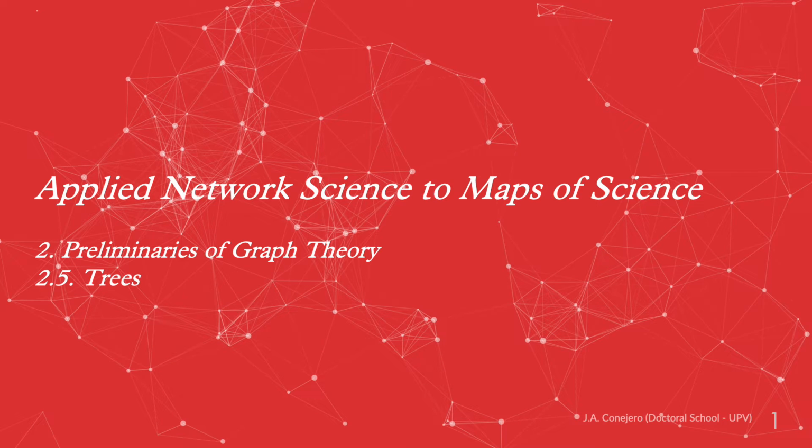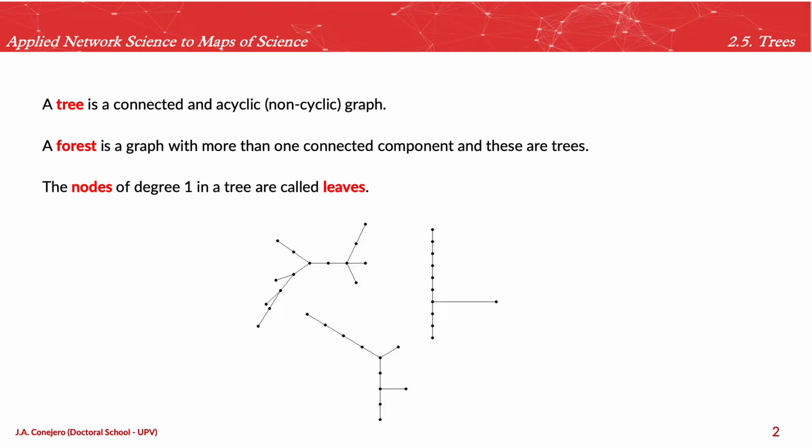We are going to finish our introduction on graph theory with some particular type of graphs, which are trees. Trees are graphs which are connected and they are not cyclic. So you cannot find a closed path within the graph. However, you can connect all the nodes between them.